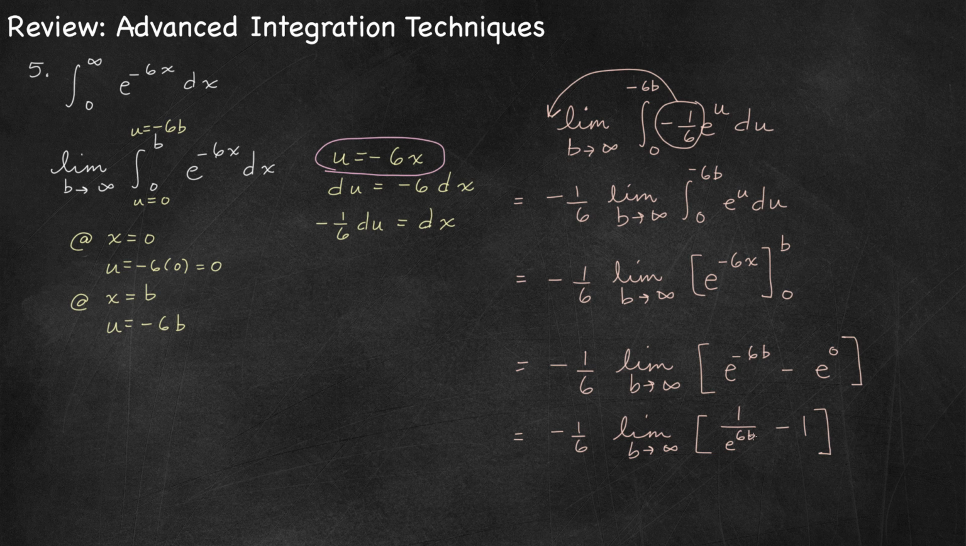As b approaches infinity, the denominator is approaching infinity here. e to the 6 times infinity, that's approaching infinity. So 1 over infinity approaches 0. And then this gives me negative 1/6 times 0 minus 1 for a final answer of 1 over 6.